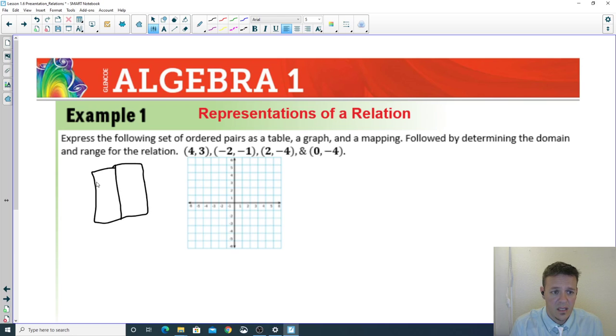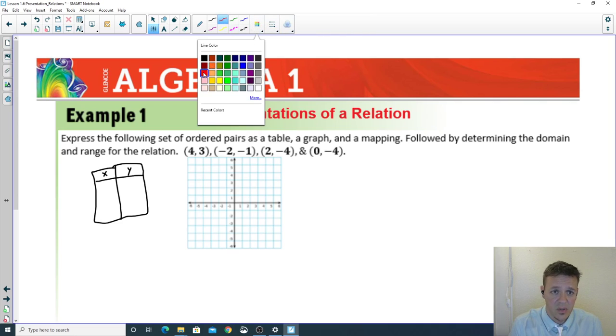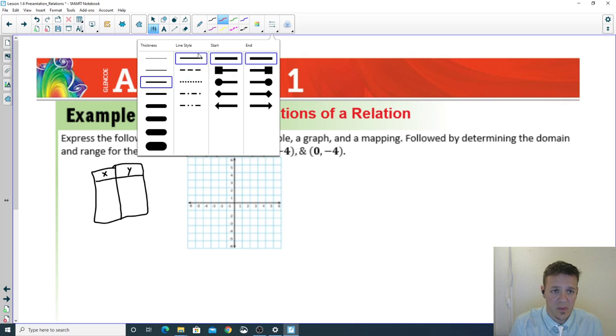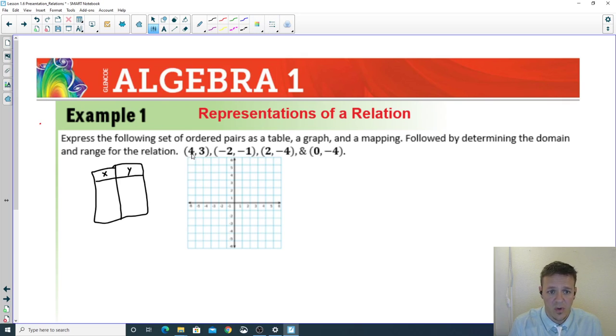Okay, so what we want to do is label this X and Y, right? What you do is pretty simple and self-explanatory. You go to your ordered pairs and you tell me what are your X's. So it's 4, -2, my next one is a 2, and my last one is a 0, right? And then you do the Y's right along with them. So it'd be 3, -1, -4, and -4. Just like that. Simple, right?